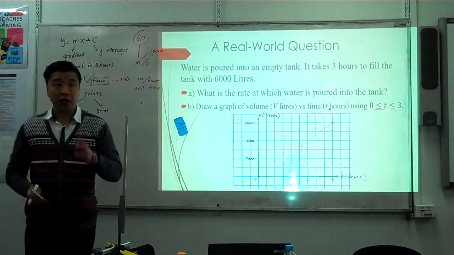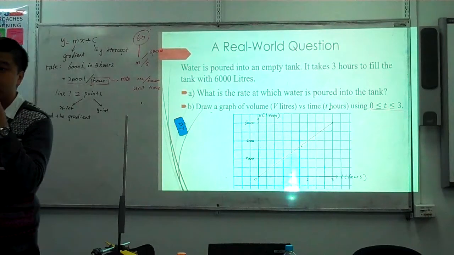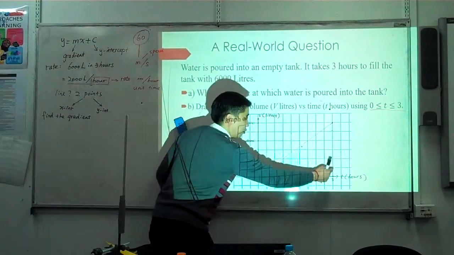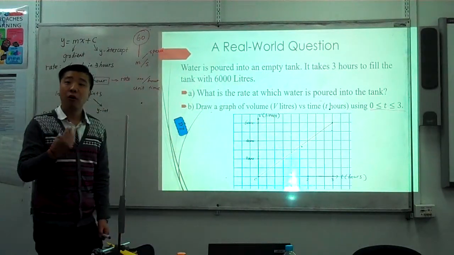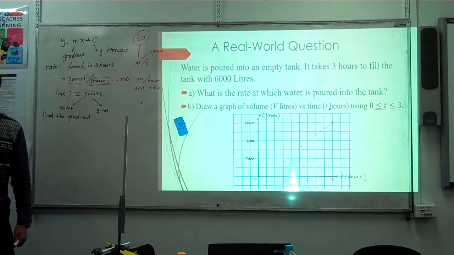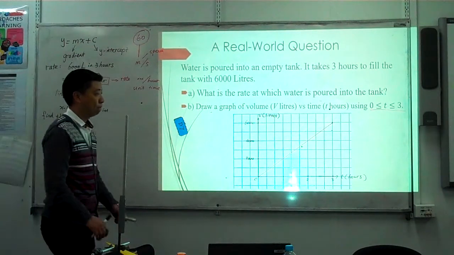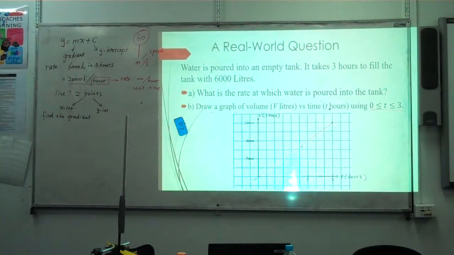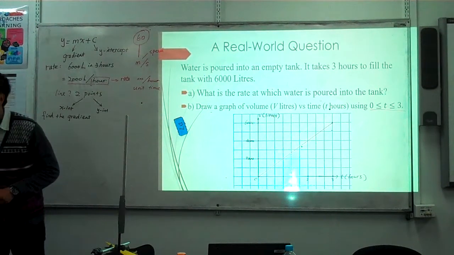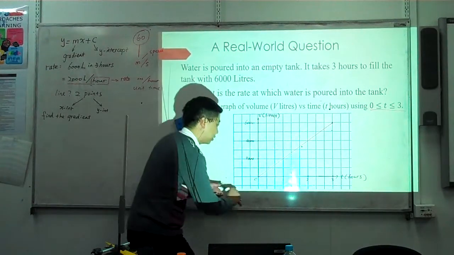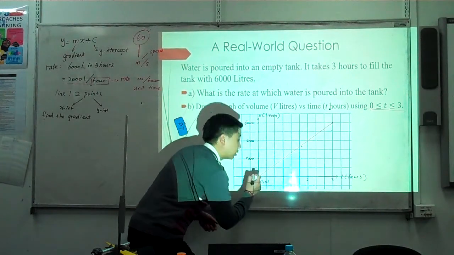Alright, find the gradient. Now we have used two ways to do the gradient. You can draw the y steps and x steps, or you can use a formula: y2 take away y1 over x2 take away x1. Okay? Alright. But which point is easier to be used? 0, 0. Good. So use 0, 0, because it's easy to use.